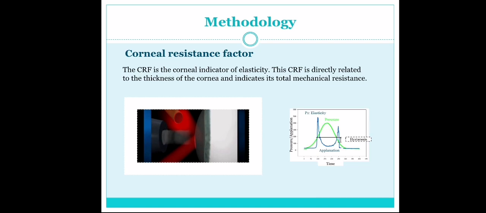The corneal resistance factor is the corneal indicator of elasticity. It is directly related to the thickness of the cornea and indicates its total mechanical resistance. The first peak of the graph reveals the elasticity capacity of the cornea.